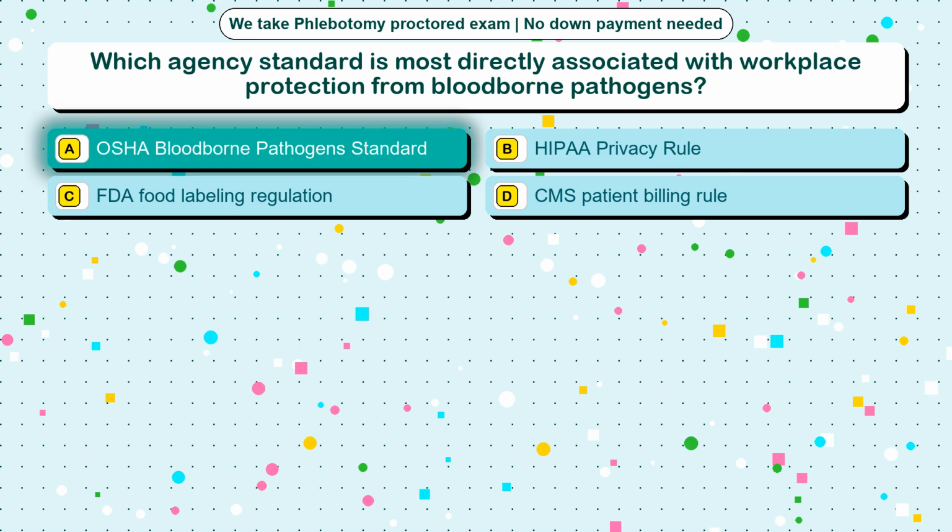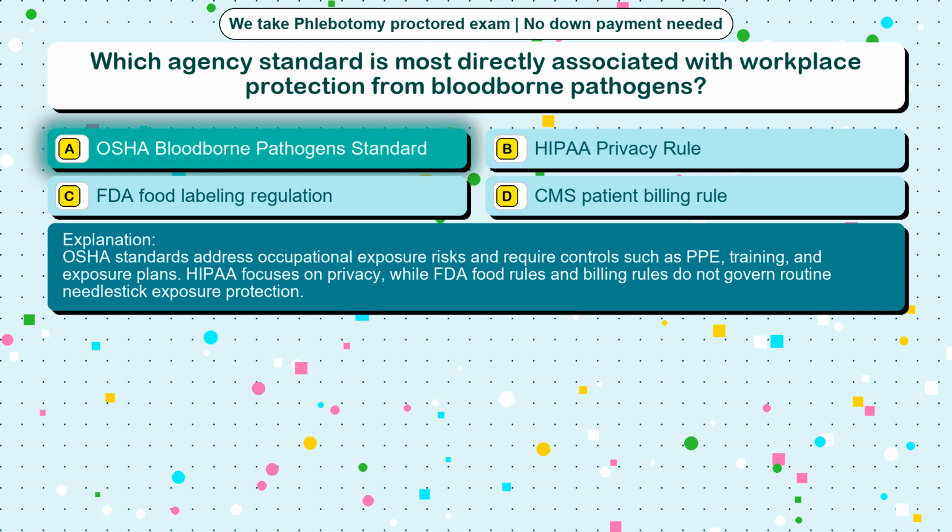The correct answer is option A. OSHA Bloodborne Pathogens Standard. OSHA standards address occupational exposure risks and require controls such as PPE, training, and exposure plans. HIPAA focuses on privacy, while FDA food rules and billing rules do not govern routine needle stick exposure protection.